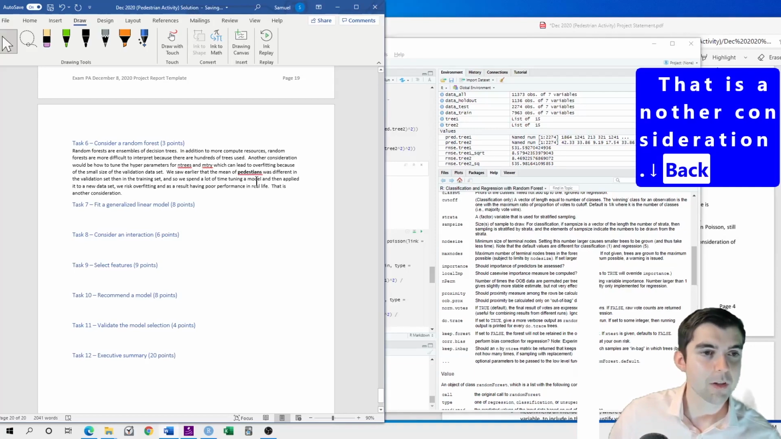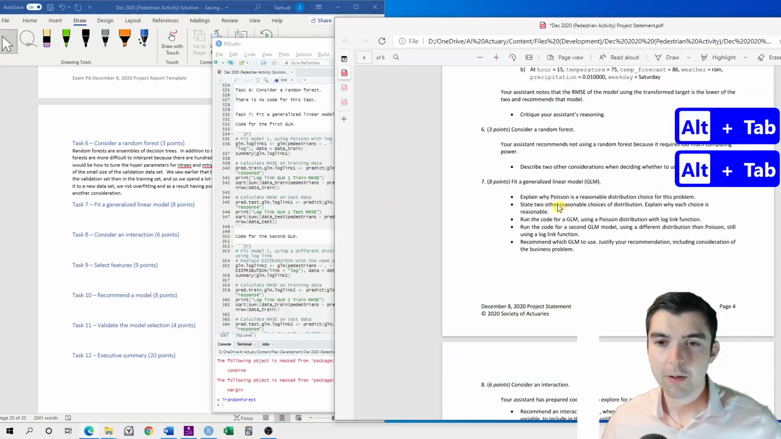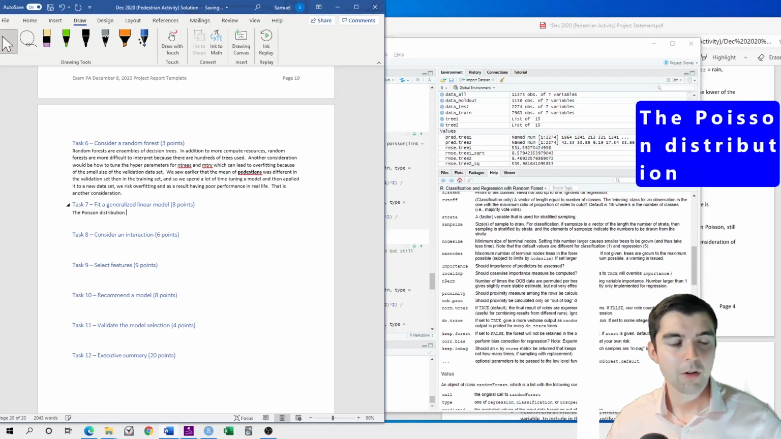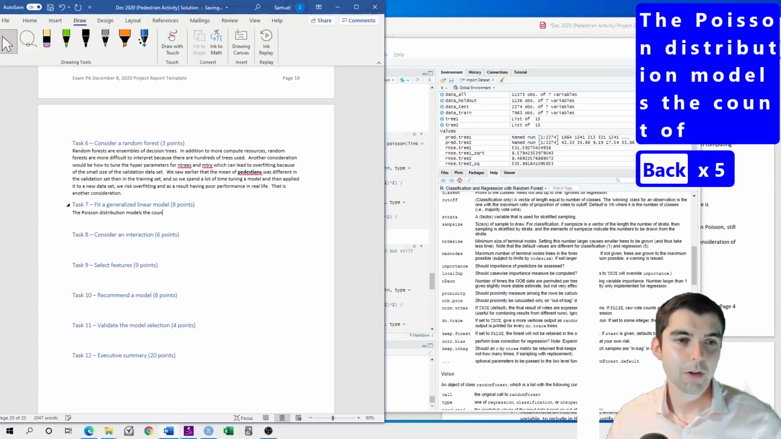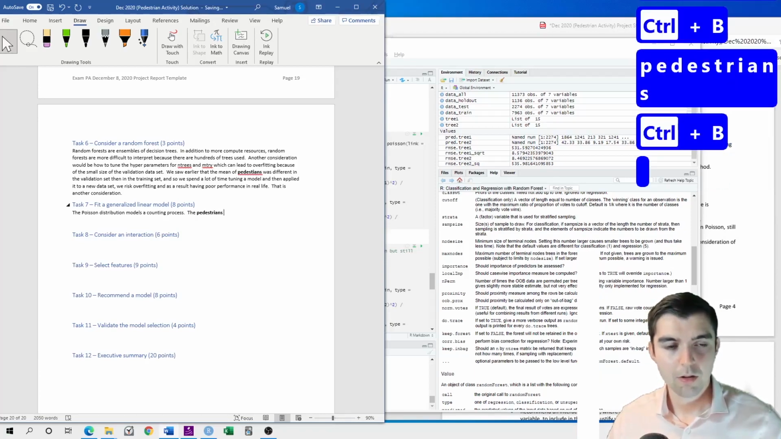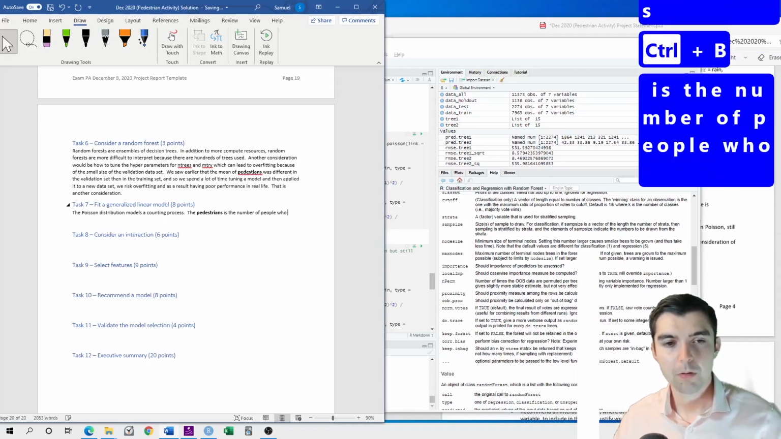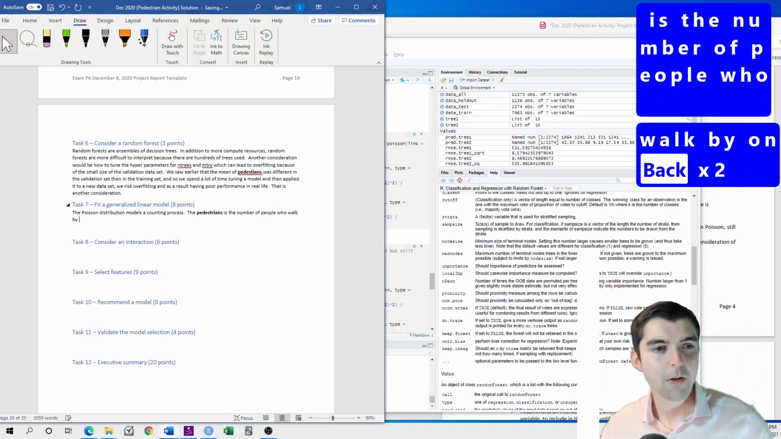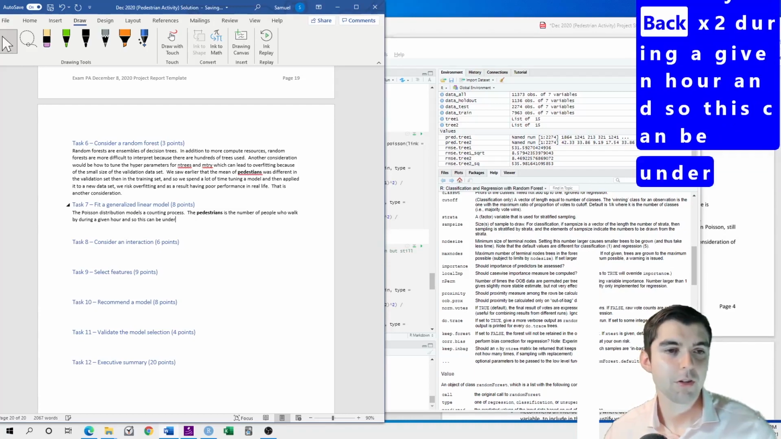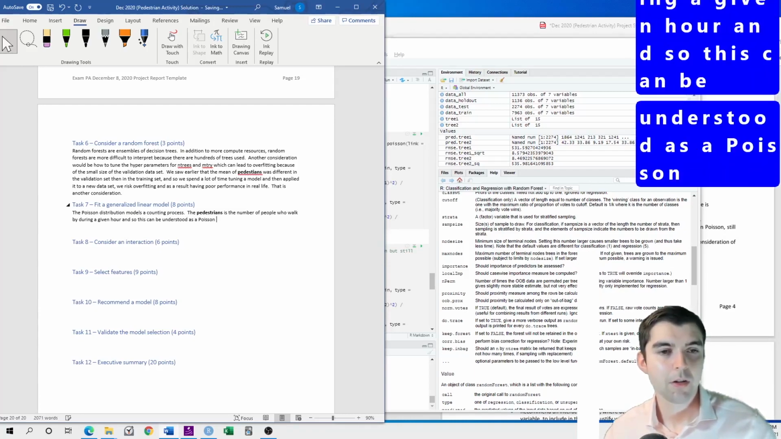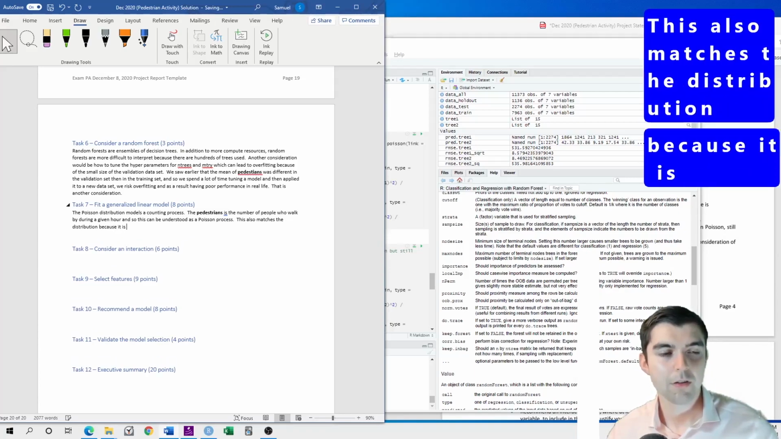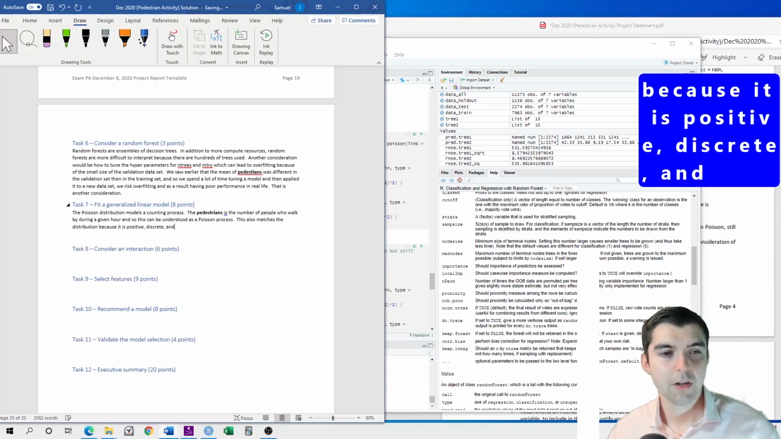Okay, and then task 7, fit a generalized linear model. Explain why Poisson is a reasonable distribution choice for this problem. The Poisson distribution models count. The pedestrians is the number of people who walk by during a given hour. And so this can be understood as a Poisson process. This also matches the distribution because it is positive, discrete, and right skewed.